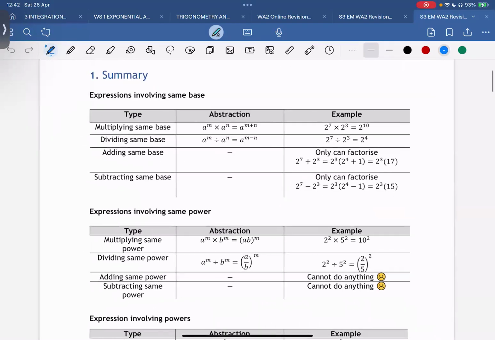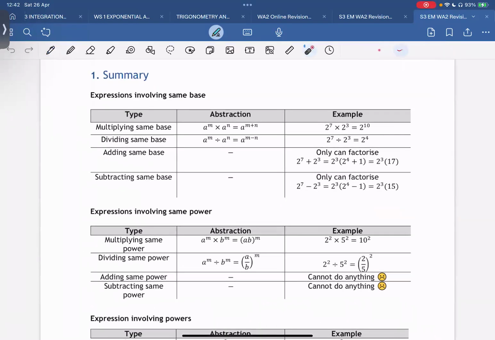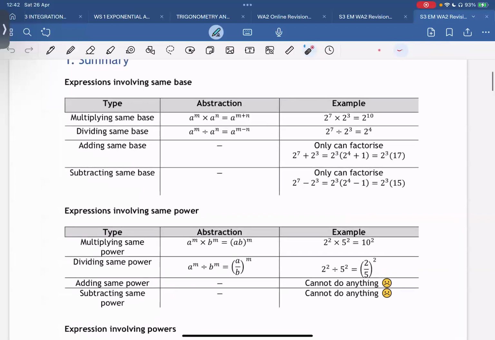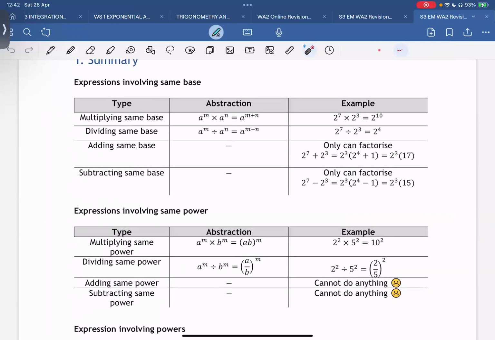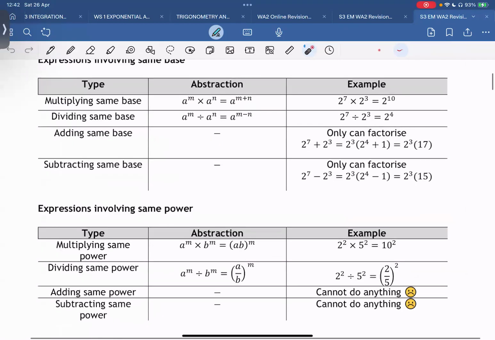First, we have expressions involving the same base. If we have the same base and we multiply them, the powers will sum. For example, 2 to the power of 7 times 2 to the power of 3, we'll get 2 to the power of 10 because 7 plus 3.